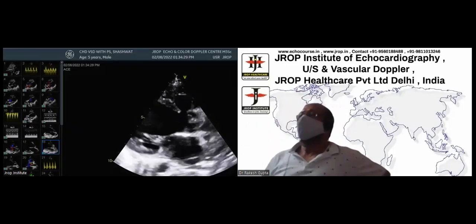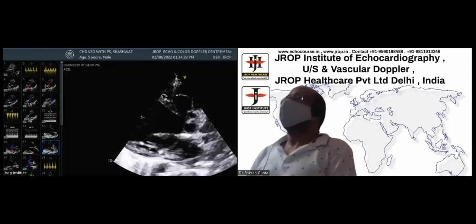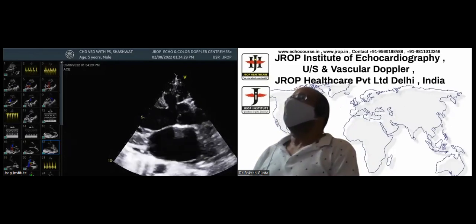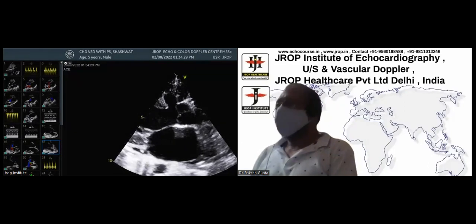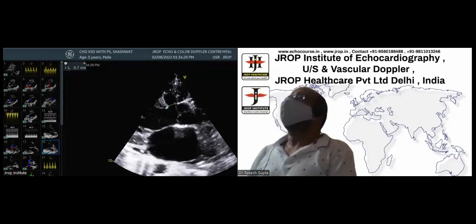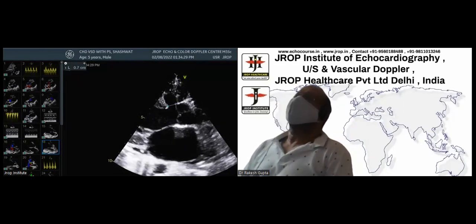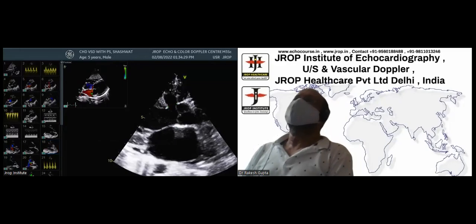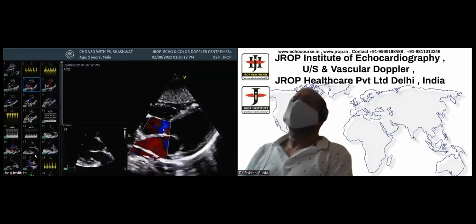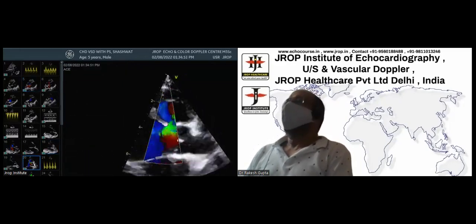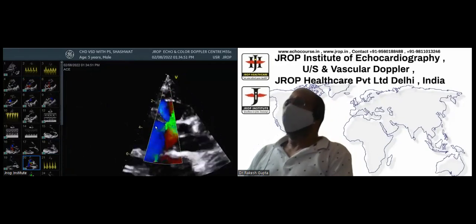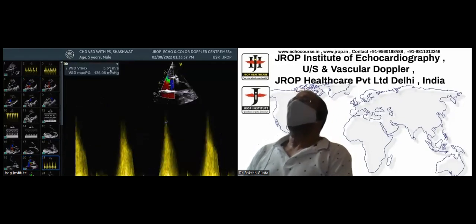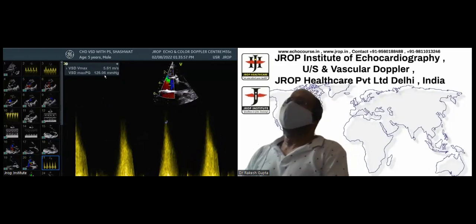Now look at this VSD. If you measure the size, although we should not, it is approximately 7.7 millimeters. And if you look at the color flow across this VSD, it is predominantly left to right, with a gradient of 126 millimeters of mercury.